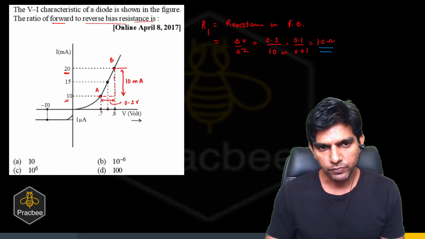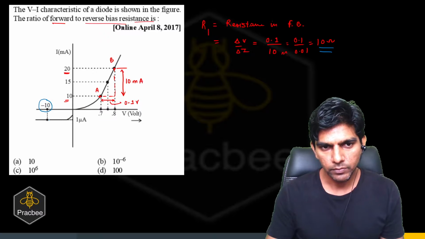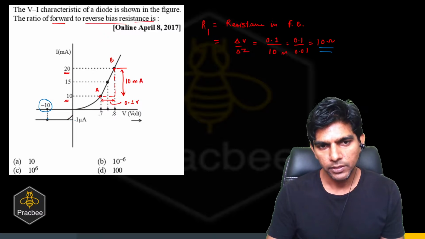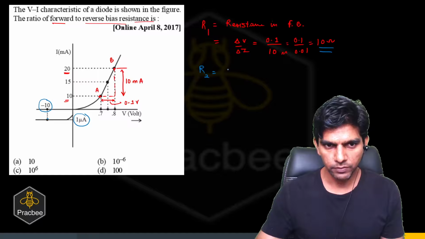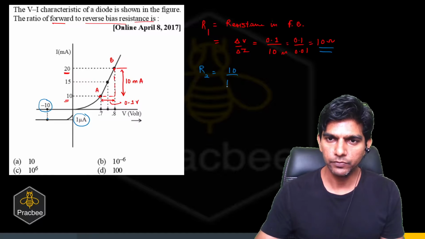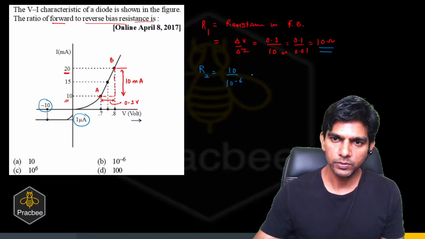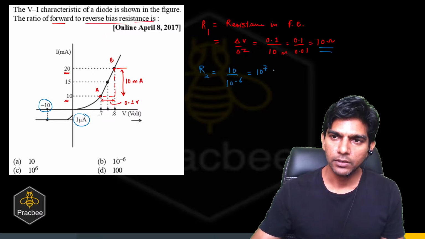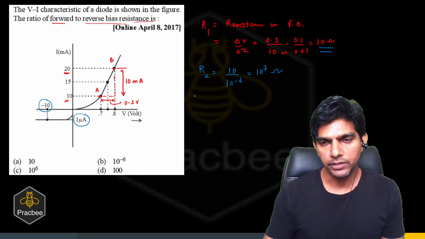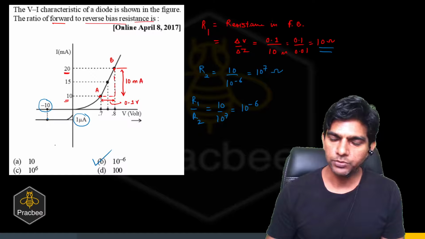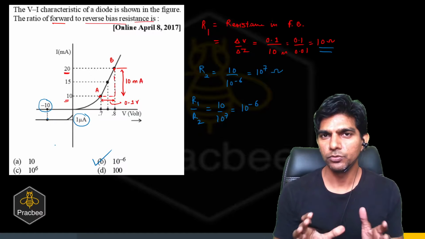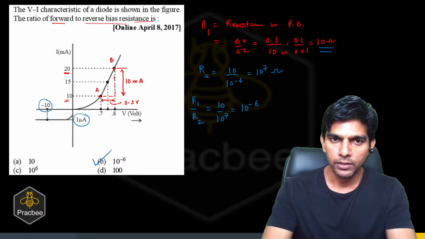In the reverse biased mode, we have given minus 10 volt for the reverse saturation current to be achieved, and the reverse saturation current is given as 1 microampere. So the resistance in the reverse biased mode will be 10 divided by 1 microampere, that is 10 raised to power minus 6, so it will be 10 raised to power 7 ohms. And we have to find the ratio. So R1 by R2 will be 10 by 10 raised to power 7, which comes out to be 10 raised to power minus 6. So option B is the right answer. I hope you know how to tackle such questions in exam.